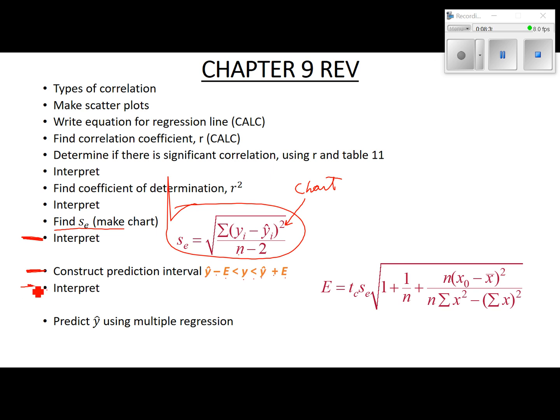But to do this, you have to find E first. E is your margin of error. With the margin of error, you're going to have to know SE. So that means you're probably going to have to do all this stuff up here to find SE so that you can stick it in there. We have to know all this other stuff too. This stuff, well, let's do X over here first. That's the value that you're predicting at. So they'll give you that value.